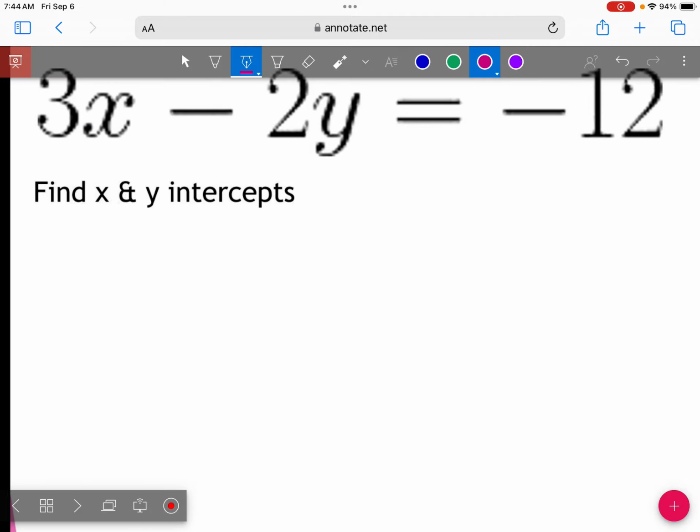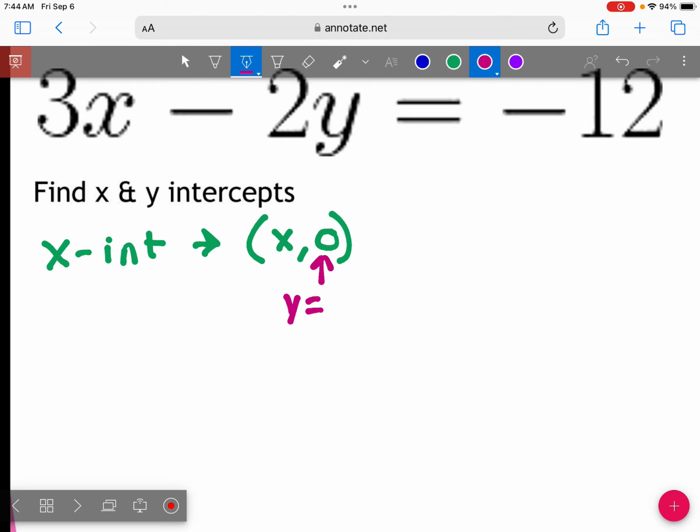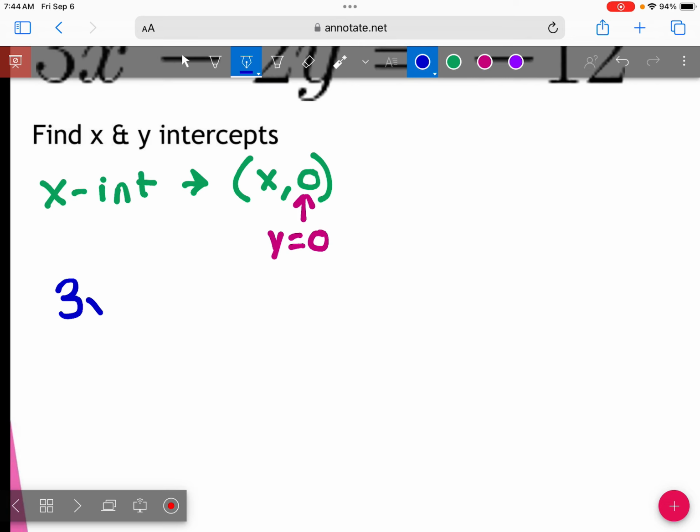There we go. So to find my x-intercept, I don't know why I keep doing that as an arrow today. That's just like a weird vibe. We're going to wind up with a point that says x comma 0. That's what x-intercepts look like. So we are going to substitute in y equals 0. So I'm going to take my equation, my 3x minus 2 times 0 equals -12. Substituting in that 0 for y.